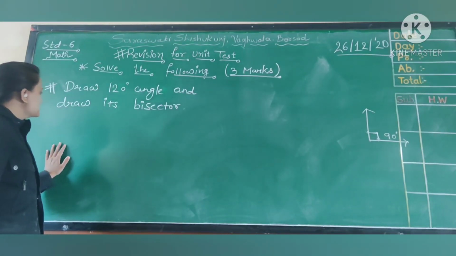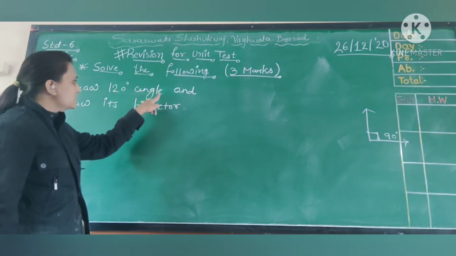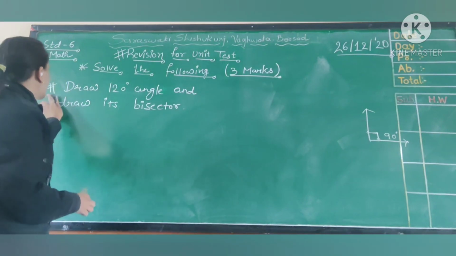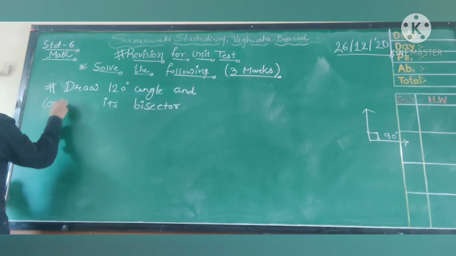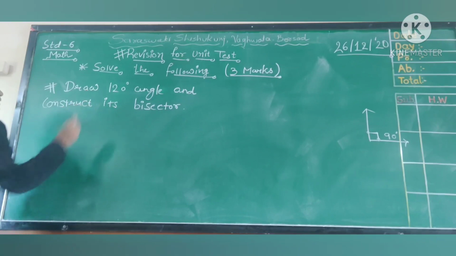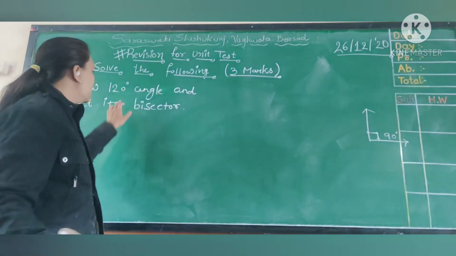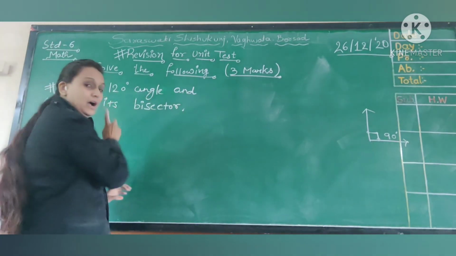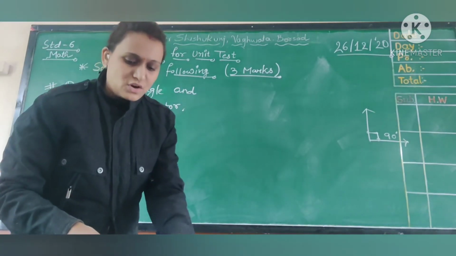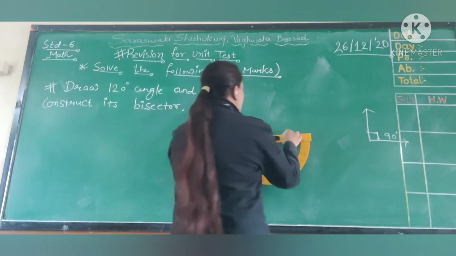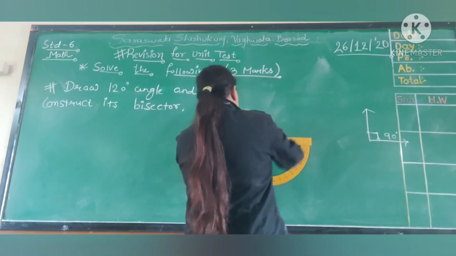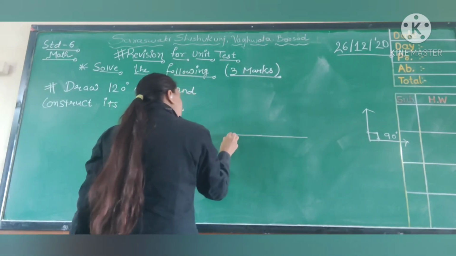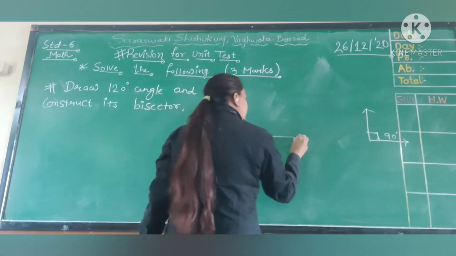Now your next question is to draw a 120-degree angle and construct its bisector. The same way we have to do it. First we have to make an angle of 120 degrees, and then draw the bisector of 120. So let us first draw the straight line here. Here we have constructed one straight line. Let us give the name M.